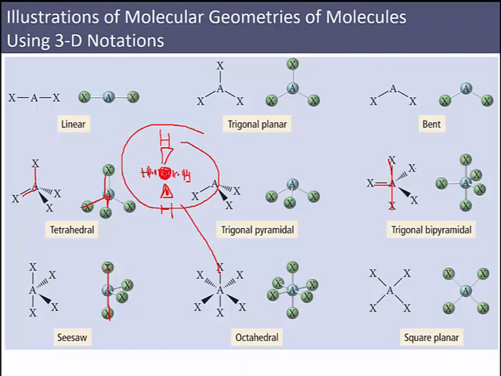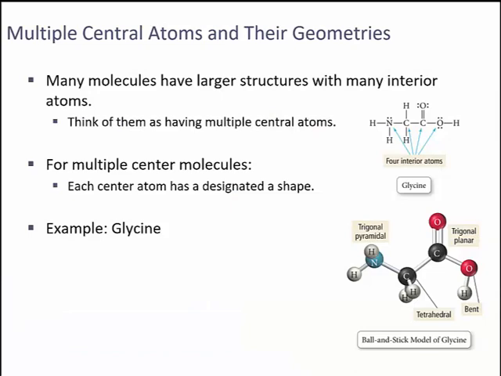You could also do this octahedral one like this, where you've got your central guy. You've got your axis in the plane, and then you can actually keep one of these equatorials on the left, one of these equatorials on the right, and then this guy comes out at you, and this guy goes away from you. You've got some variability. Square planar, because it's a plane, sticks in the plane. If you've got multiple atoms and you're trying to represent that, lots of these are going to have larger structures with interior atoms. You just think of them as multiple central atoms.